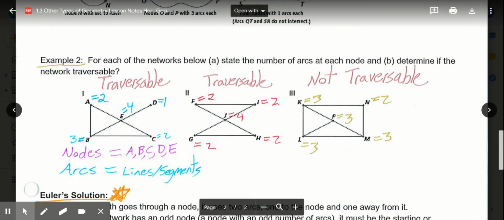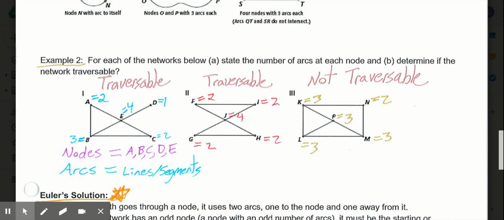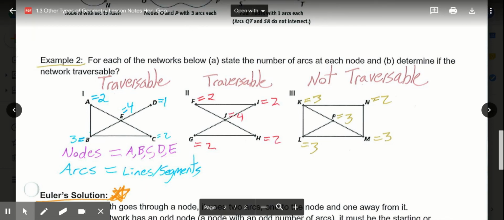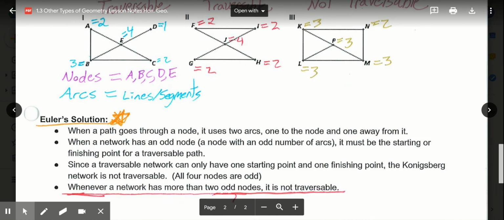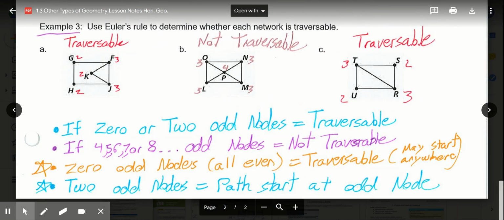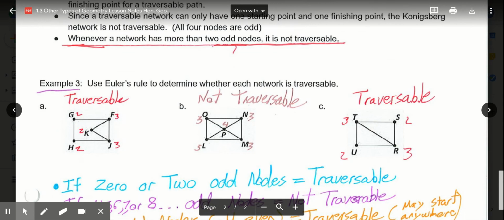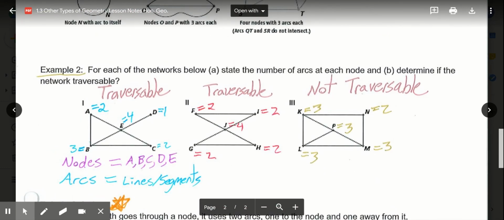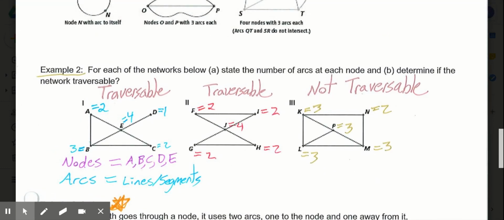So A has 2 arcs, E has 4, 1, 2, 3, 4, D has only 1, C has 2, and B has 3. So in that case, I have 2 odd numbered nodes. If I look at my rules, 0 or 2 odd numbered nodes, they're traversable. So that network would be traversable. If we didn't know the shortcut, we would have to try the different combinations of tracing with our pencils.